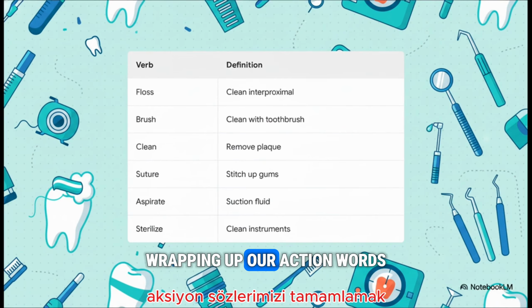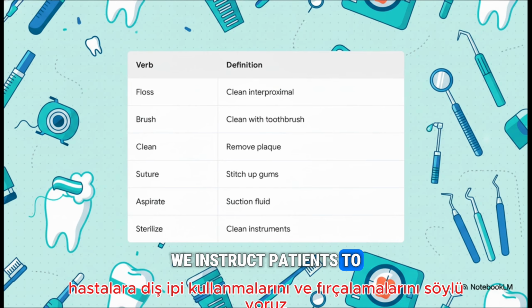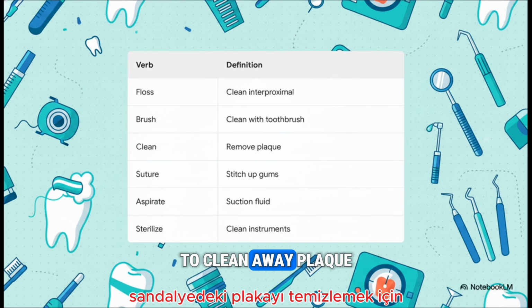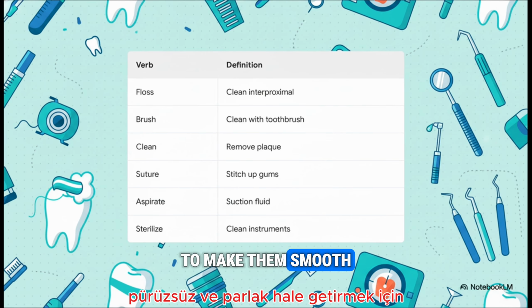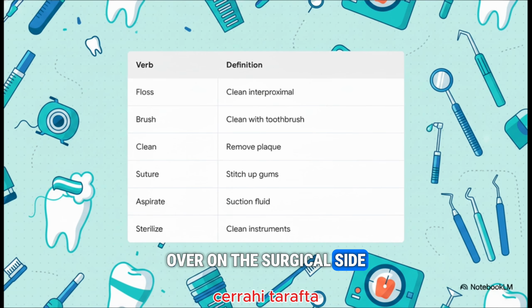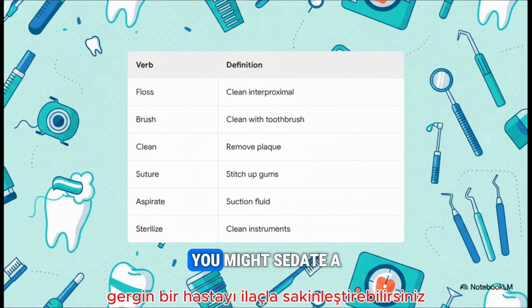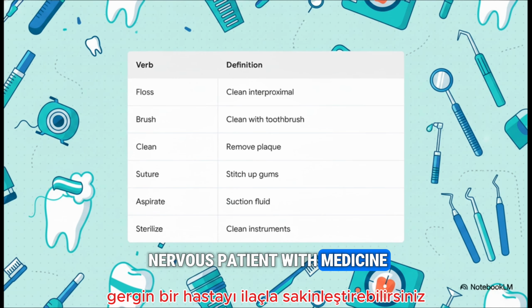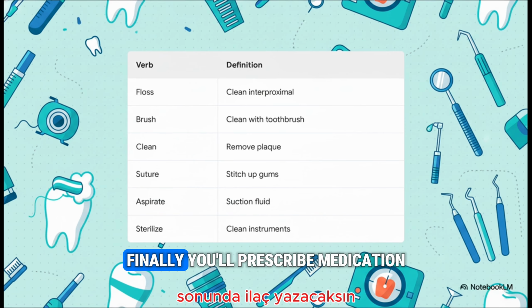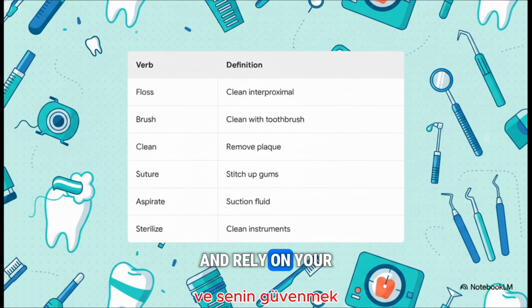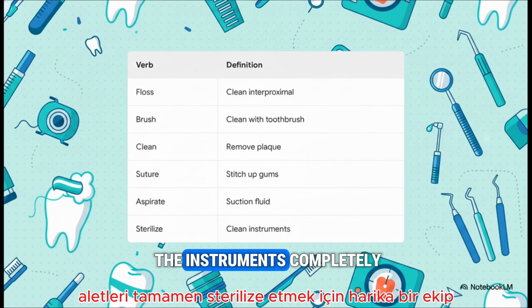Finally, you adjust the bite, making minor changes, all while managing any tissues that happen to bleed. Wrapping up our action words, we instruct patients to floss and brush to clean away plaque. Back in the chair, a hygienist will polish the teeth to make them smooth and shiny. Over on the surgical side, things get a bit more intense. You might sedate a nervous patient with medicine, aspirate to suction fluid, or suture the gums after an extraction. Finally, you'll prescribe medication and rely on your amazing team to sterilize the instruments completely.